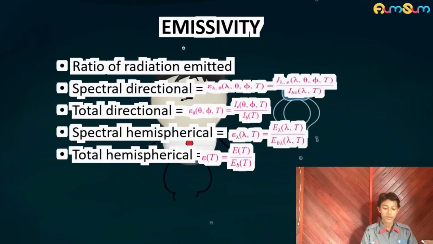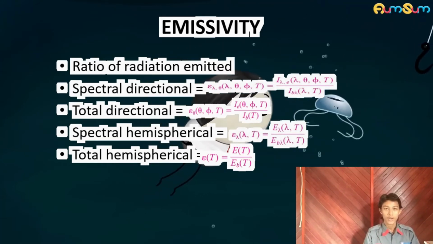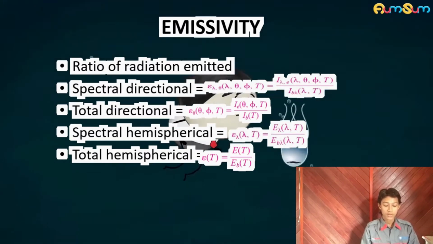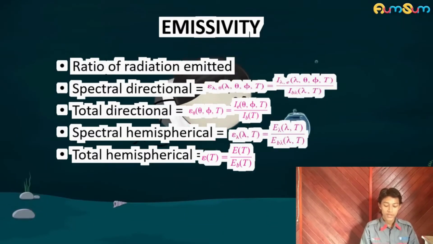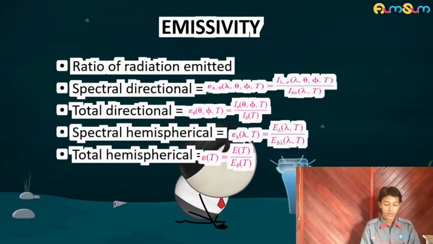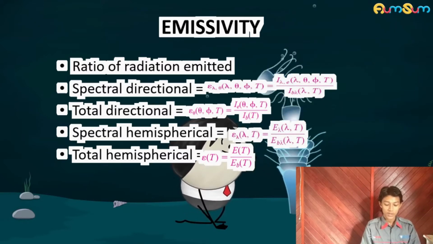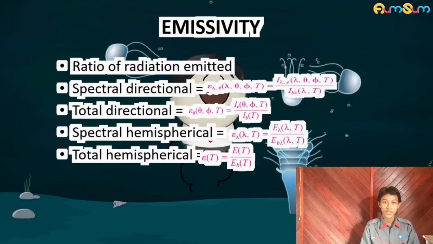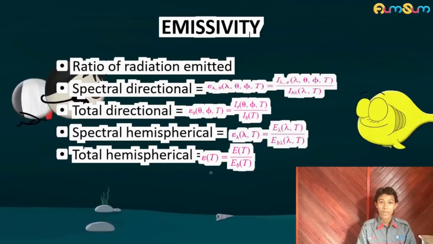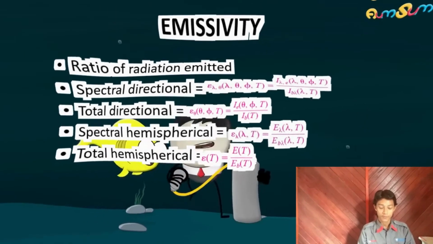The formula for spectral directional is epsilon lambda equal to I lambda divided by I B lambda. For total directional, epsilon theta equal to I E over I B. For spectral hemispherical, the formula is epsilon lambda equal to E lambda over E B lambda. And for total hemispherical, epsilon equal to E over E B.